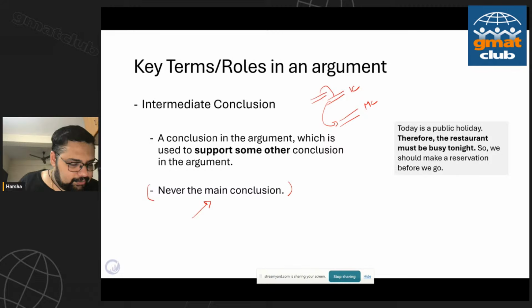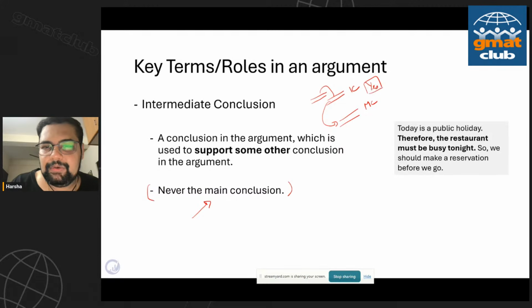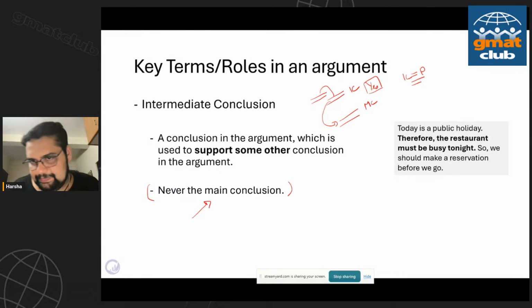Now, to answer the fantastic question there, Jack, all intermediate conclusions are premises. Since they are supporting the final conclusions, you are absolutely right. An intermediate conclusion is always also a premise. Why? Because it is supporting some other final conclusion. It is a premise. So here is a quick and easy example to absorb that.